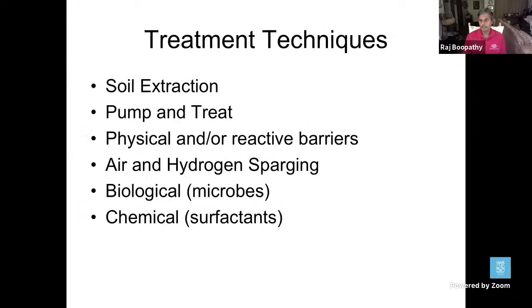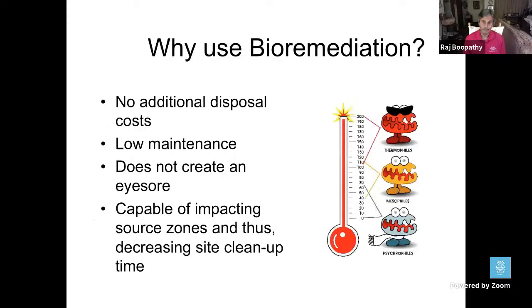So how do you clean up this kind of contamination? You do soil extraction, you do pump and treat. You can do physical or reactive barriers to stop the plume from spreading. You can do air and hydrogen sparging, and then you can use microorganisms to stimulate the growth of good bacteria. And then, of course, if you have a lot of money, you can use surfactants. Surfactants will make this chemical more bioavailable.